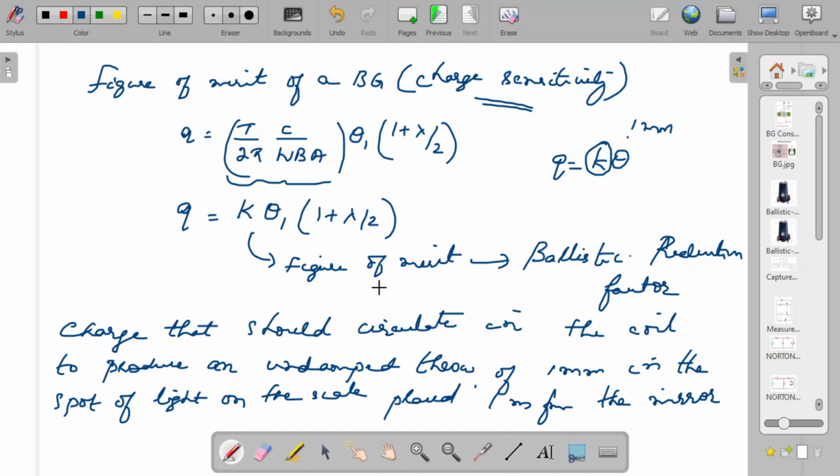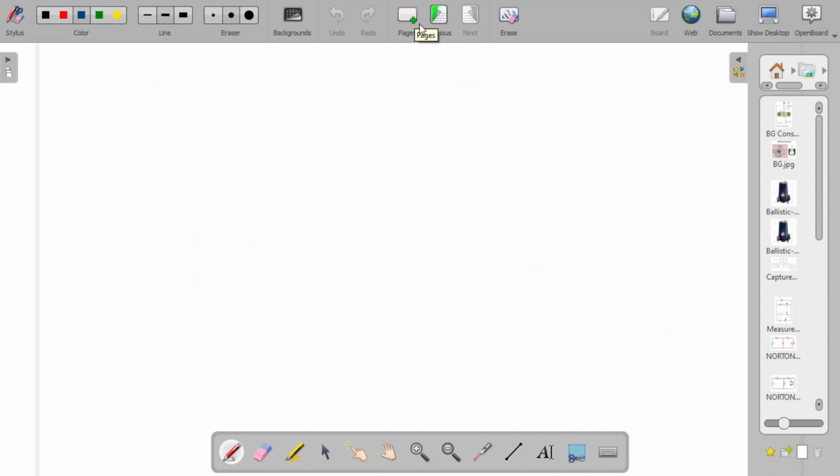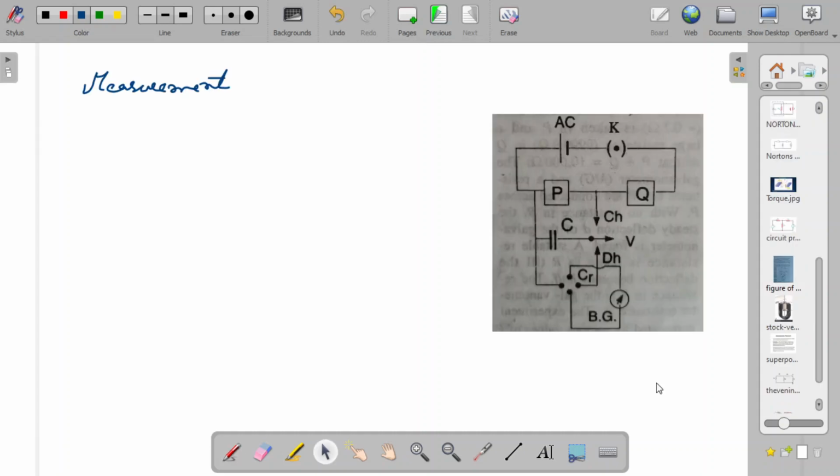Now we have one more thing to do here. We have to design an experiment where you can find out this figure of merit of a ballistic galvanometer. I'll show you a circuit diagram. This is the circuit diagram to design the experiment to find the figure of merit of the ballistic galvanometer.